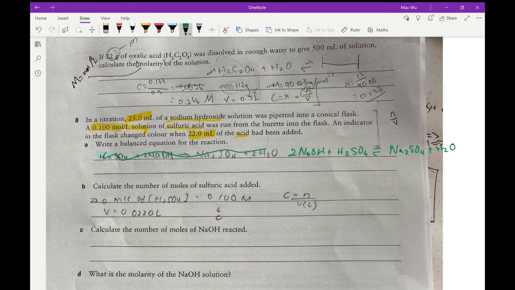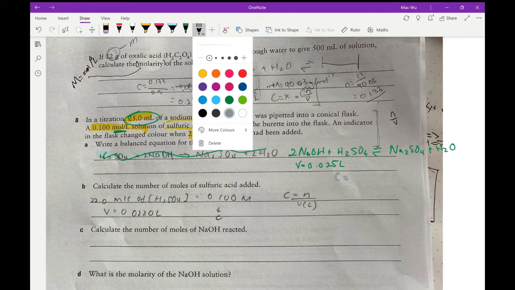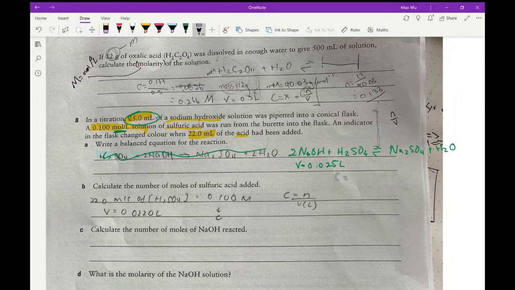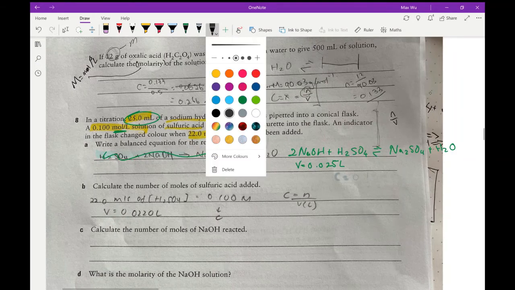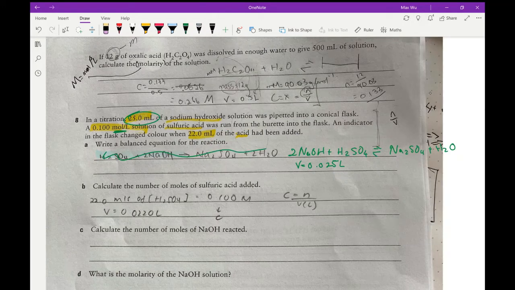Okay, so we have 25 mils of sodium hydroxide, so volume is 0.025 liters. You can get into the habit of converting it to liters instantly. Okay, we put that into a conical flask, and we have what? Of sulfuric acid, we have moles per liter. That is what? Concentration. I'll write it in this one. So concentration is equal to 0.1 moles per liter, right?